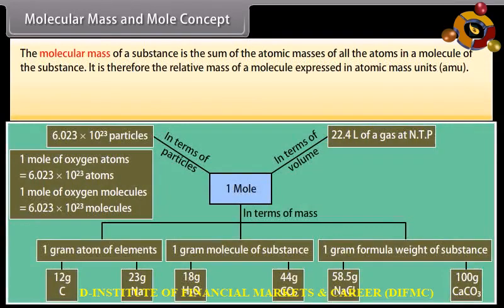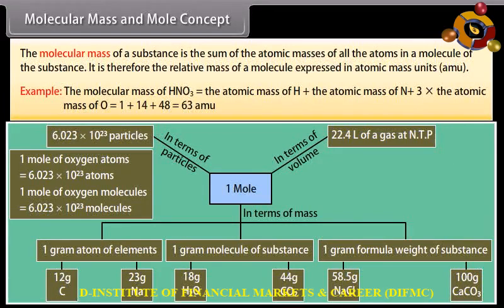Molecular mass and mole concept. The molecular mass of a substance is the sum of the atomic masses of all the atoms in a molecule of the substance. It is therefore the relative mass of a molecule, expressed in atomic mass units. Example: the molecular mass of HNO3 is equal to the atomic mass of H plus the atomic mass of N plus 3 times the atomic mass of O, which is equal to 1 plus 14 plus 48, which equals 63 units.